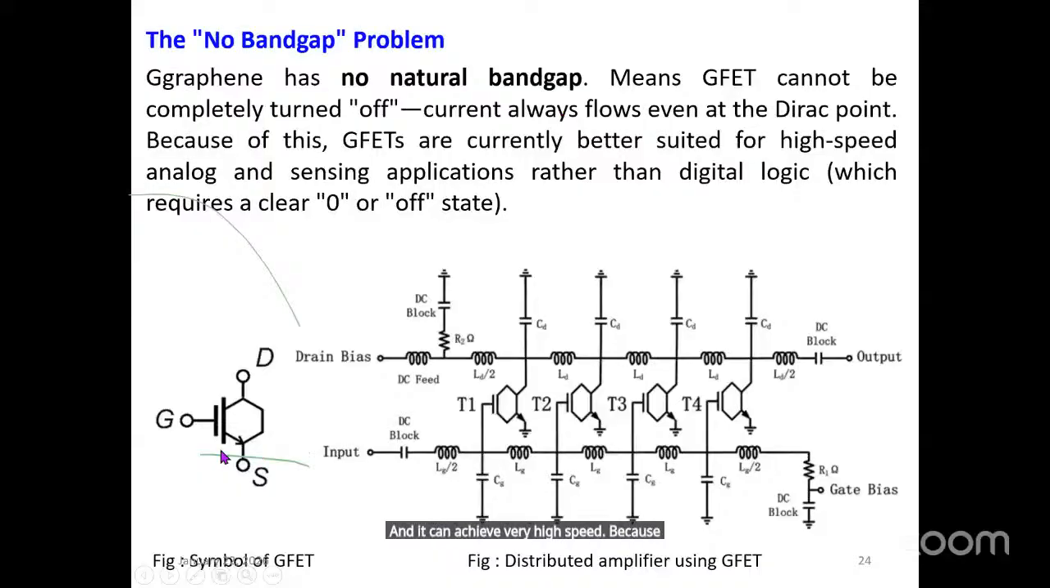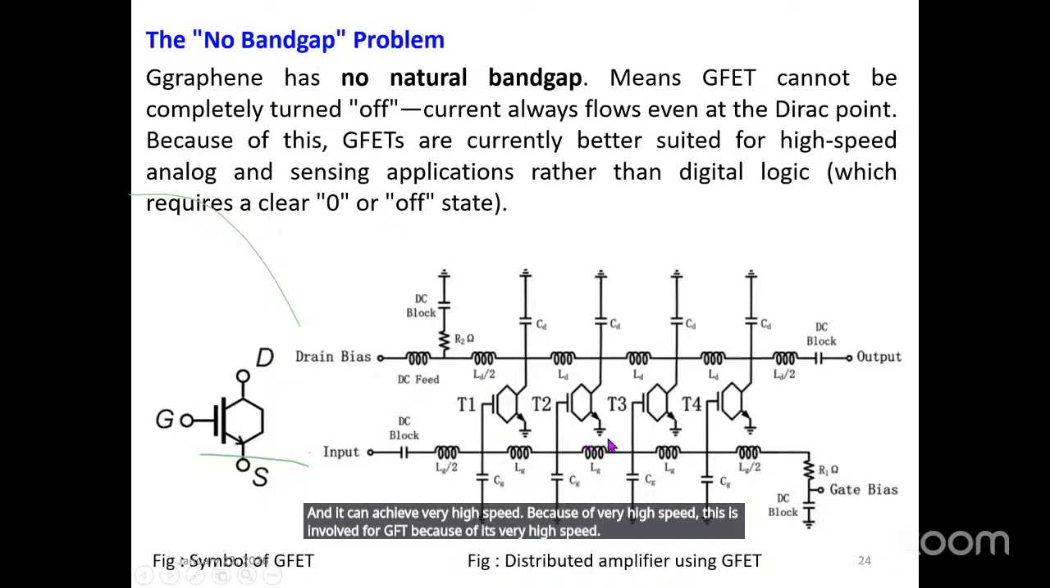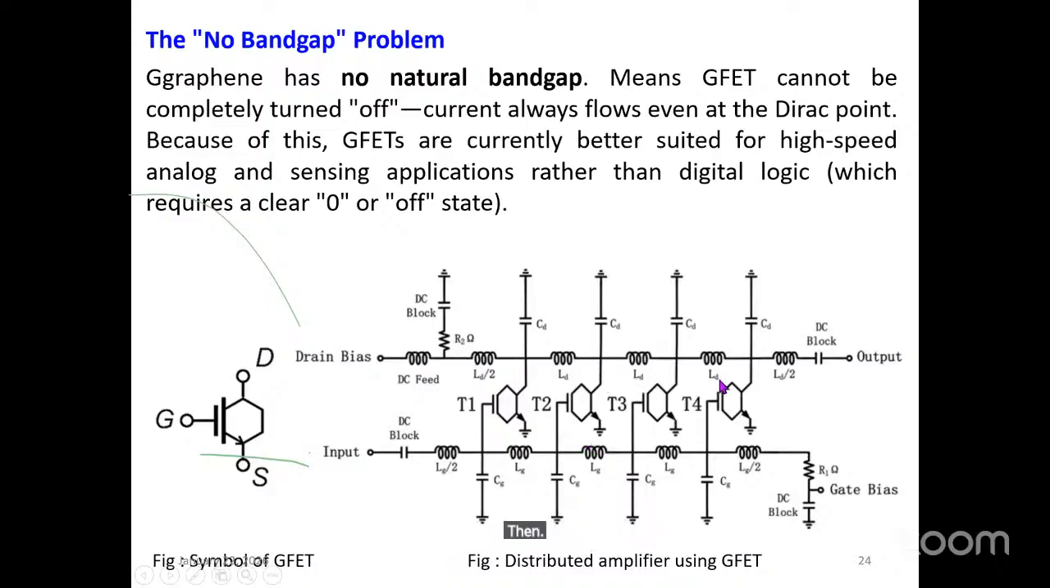Because of very high speed, this is the symbol for GFET. Then a very popular application of GFET is the distributed amplifier. Distributed amplifier means cascaded amplifier. Distributed amplifiers are very famous for having very high bandwidth.